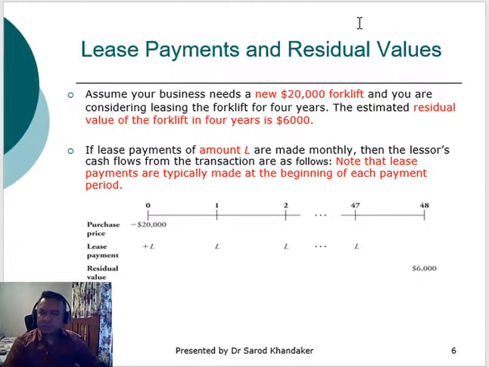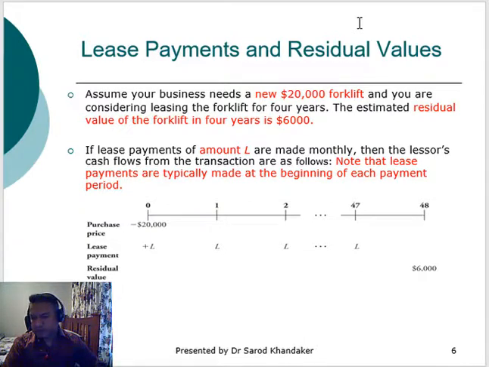So in this slide, we'll talk about the lease payment and the residual value. For example, assume your business needs a new $20,000 forklift and you are considering a lease for the forklift for 4 years. The estimated residual value of the forklift in 4 years is $6,000. If lease payments of the amount L are made monthly, then the lessor cash flows from the transaction are the following.